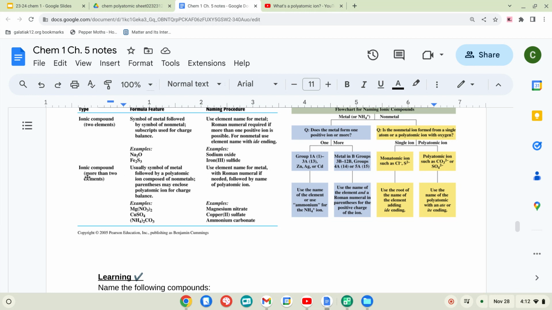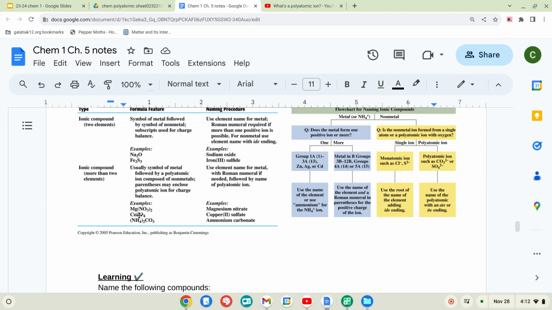Here is for more than 2 elements, so that's what we were doing today. Same thing. I'm still doing the metal, the positive, and then the negative one next, so magnesium nitrate. Now, copper has a question mark. If I go look at the periodic table, there's a question mark. I don't know the charge. So I have to figure it out.